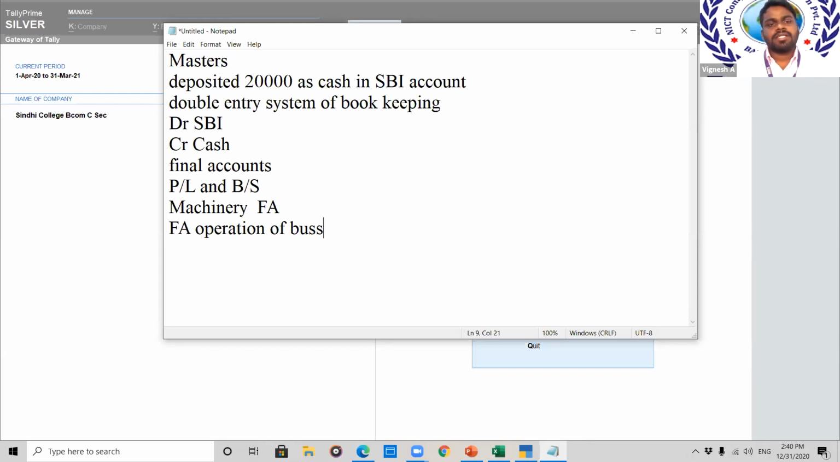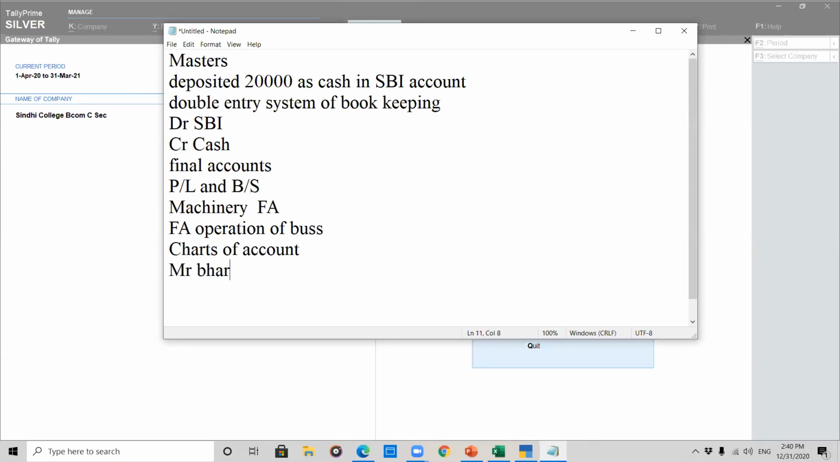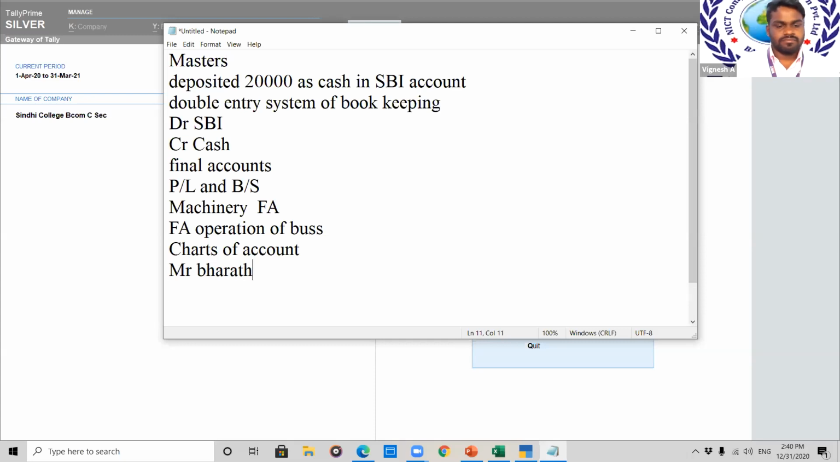Okay, likewise, that is what I was telling you, the grouping, the chart of accounts. We call it the chart of accounts. How we are going to group your accounts. For example, let us take Mr. Bharat. Mr. Bharat is your customer. Under which report can you find him?